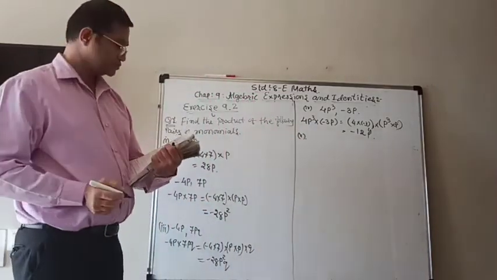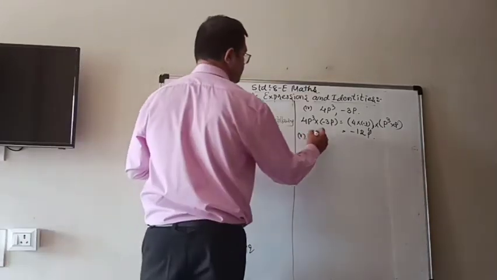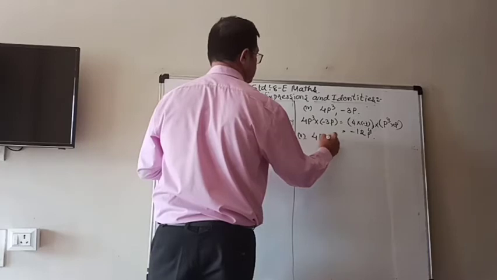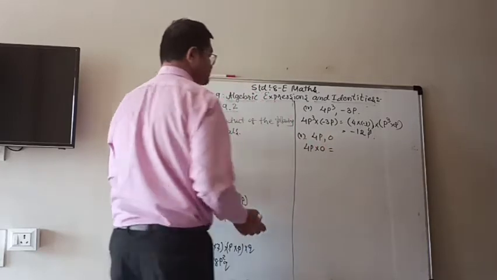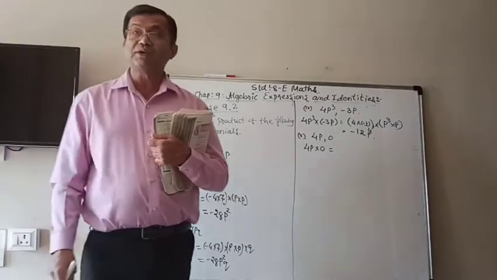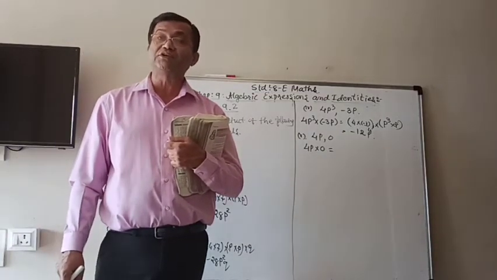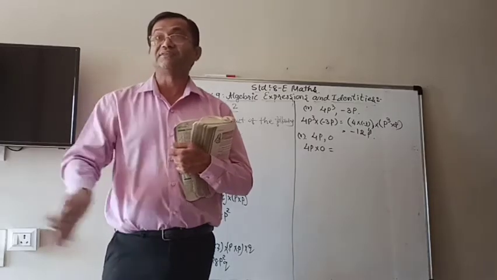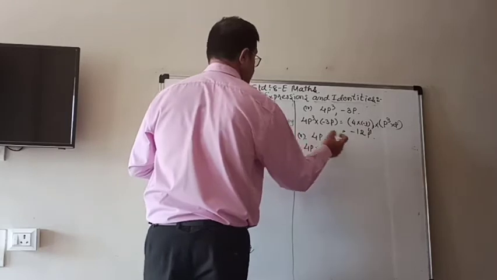Fifth one, 4p and 0. So 4p multiplied by 0. Do we have to do something? When anything is multiplied by 0, the answer is 0. So the answer will be 0.